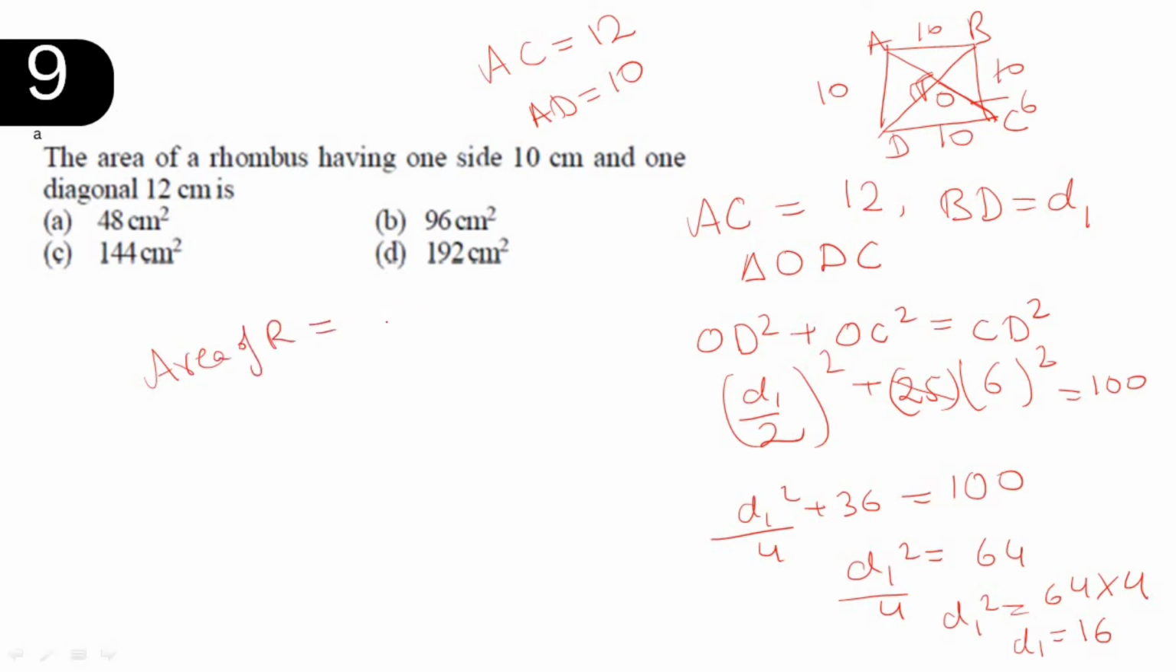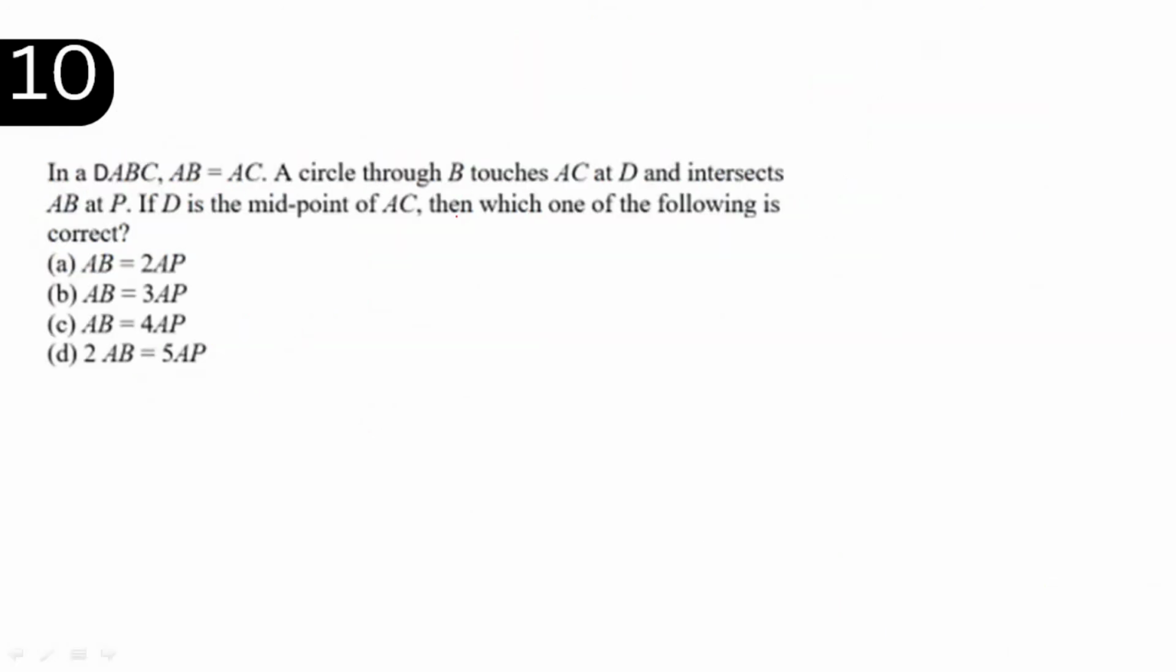And we know that area of rhombus is equal to half into product of diagonals. So half into diagonal 1, which is 12, and diagonal 2, which is 16. On multiplying, it will come 96. First we have to find the value of the diagonal, then after finding it, just put it into the formula of the area of rhombus, half D1 into D2.